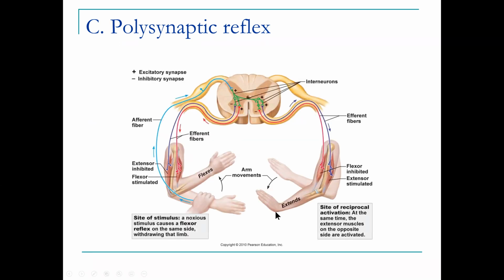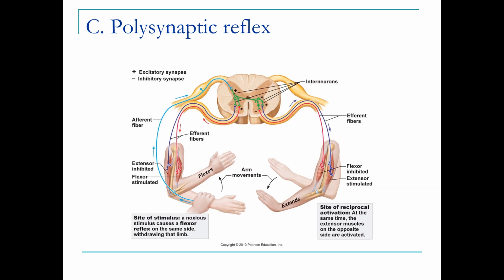So what happens is, this is what they're doing. They're actually holding the arm down and getting against resistance. And on the opposite side, you actually extend the arm. This is a polysynaptic reflex. And so there's multiple connections here, and it's probably some kind of balancing thing.